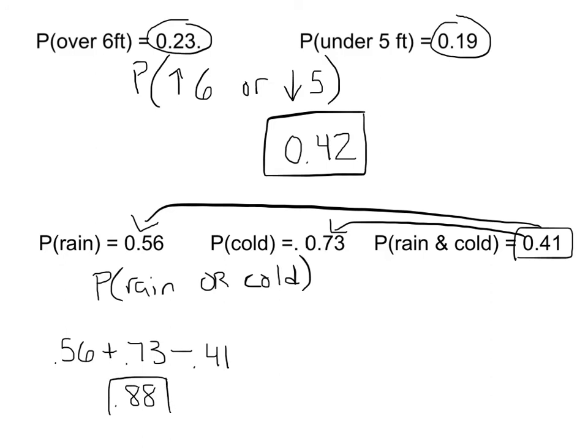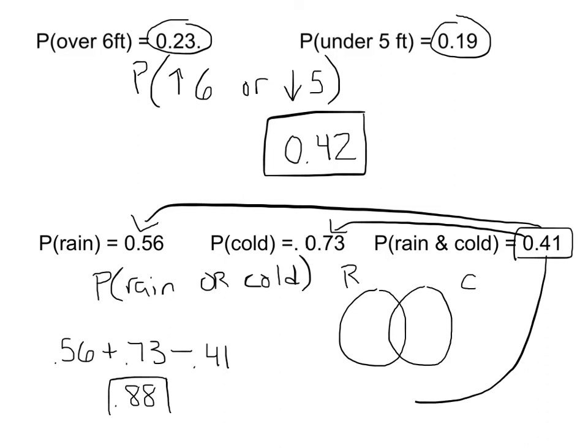If I look at this using a Venn diagram, basically here's what I'm seeing. Days that it rains, days that it's cold. Well, this 0.41 represents this section in here when both items are true. Notice that it's being counted in the rain circle and it's being counted in the cold circle. So when I add those 2 together, this number is being double counted. That is why I subtract it off.